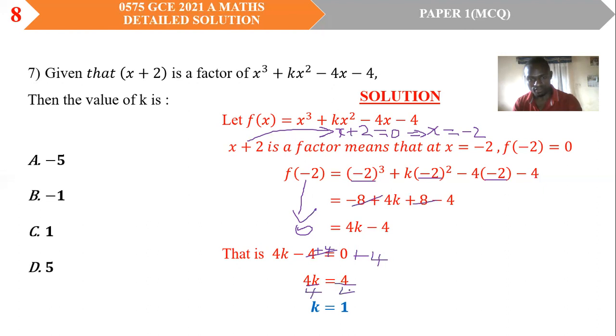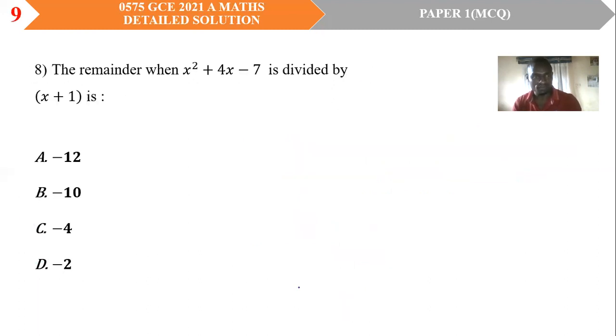If we divide both sides by 4, 4 cancels here, 4 cancels here to give 1, 4 into itself, 1. So k equals 1. Answer C. Next question, question 8.